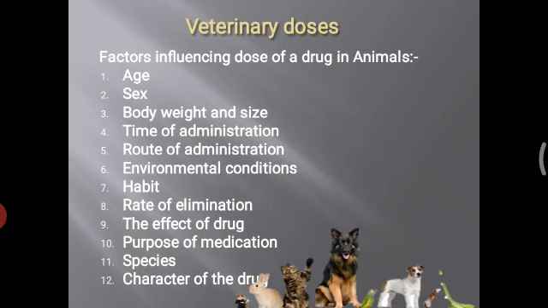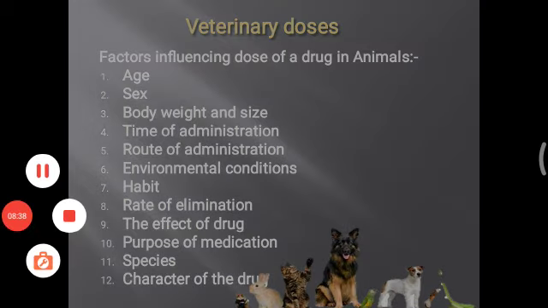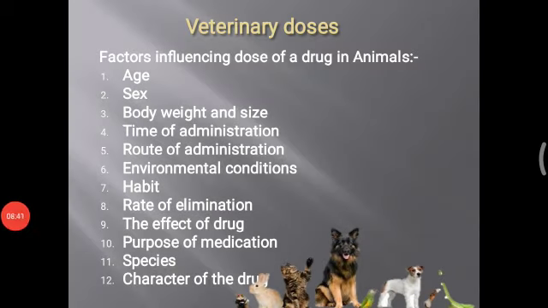Then next factor is body weight and size. The dose of the drug in case of animals depends on their body weight and size. The size of animals varies according to its breeds. For example, in case of dogs, a dose which may be harmless for a heavy breed of dog may be dangerous to dogs of lighter breed. This is the body weight and size factor.